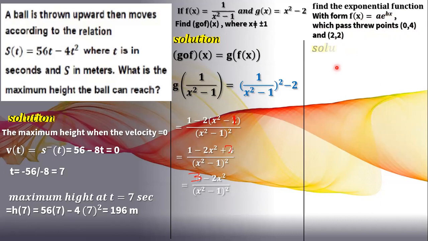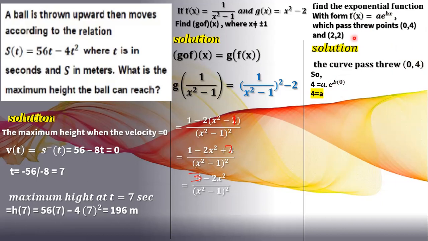Now, the curve passes through (0, 4), so we'll substitute x by 0 and f of x, or y, by 4. So 4 equals a times e power b times 0. b times 0 is 0, e power 0 equals 1, 1 times a equals 4. So a equals 4. Excellent.